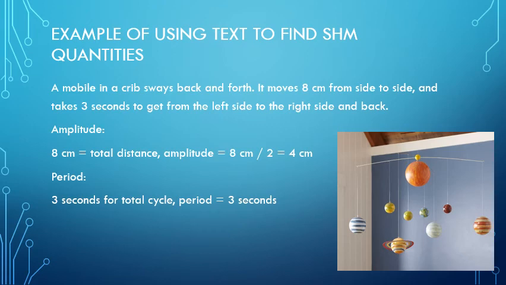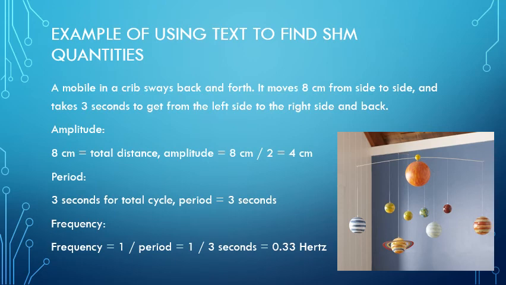And then we need to find the frequency. That's the last thing. To find frequency, I'm going to take 1 and divide it by the period. So I'm going to take 1 divided by 3 seconds. 1 divided by 3 is 1/3, or 0.33. And my units are going to be hertz, or cycles per second. Those are the units I have to find that. So I found amplitude, period, and frequency based on the text that was written above.